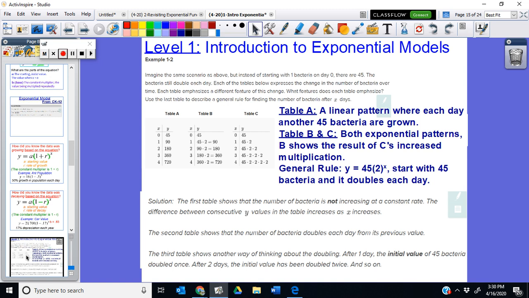Let's look at some other examples. So they ask us to look at these 3 tables, and you can see that table A is a linear pattern. It's increasing by 45 bacteria every day. And you can see that right here. But then if you look at table B and table C, they're increasing by more than 45 each time. Here's 45, but then we increase by 90, and then we increase by 180, and then by 360, so it is doubling. So both B and C represent the same idea. And the general rule would be 45 is your initial, but then 2 is your multiplier.